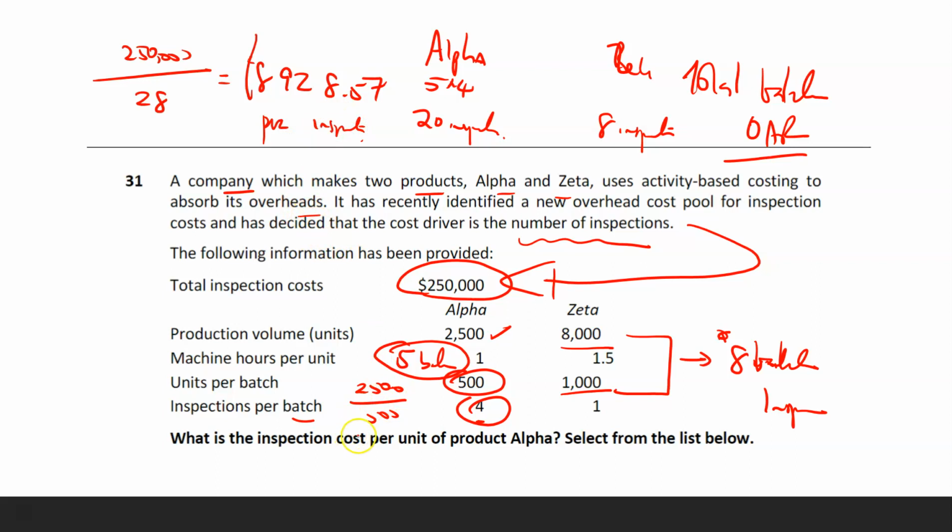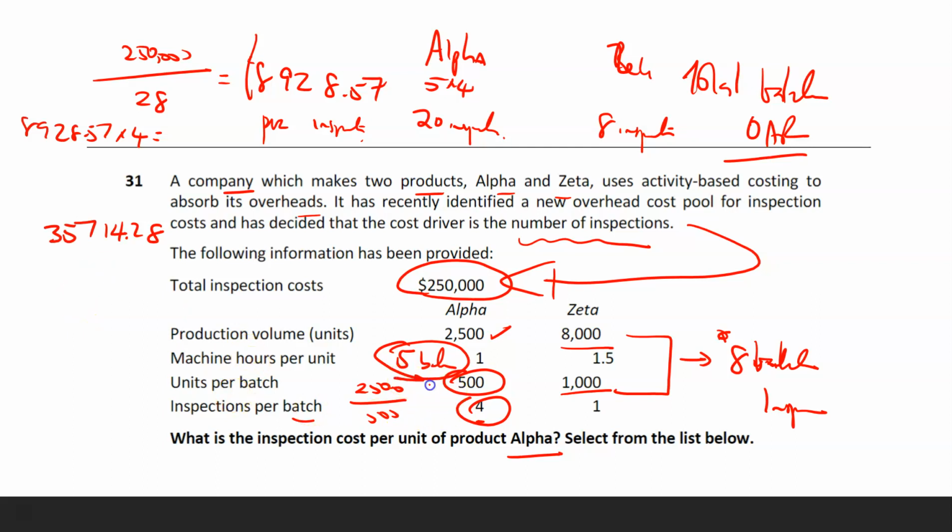Now they want us to look at Alpha, and you know that for Alpha you need 4 inspections per batch. So this is what it is per inspection. So if you need 4 inspections for one batch, I will therefore need 8,928.57 times 4. So this will be the total cost of inspecting one batch, and that therefore gives me a total figure of 35,714.28.